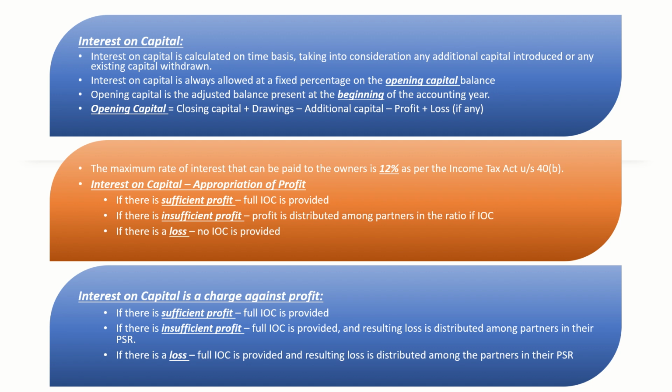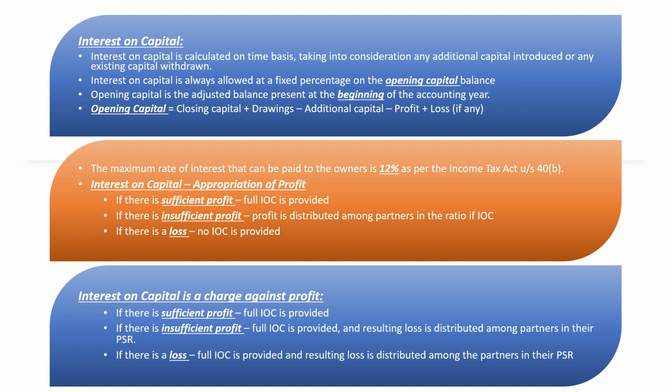Next one. Now, interest on capital, again you have to read the question carefully to understand whether the interest on capital given to you is an appropriation of profit or is a charge against profit, because the rules are a little different for both of them. So now if the question says that interest on capital is allowed to the partners, okay, there is no compulsion, then it is an appropriation. And in that case, if there is sufficient profit, you provide full interest on capital.